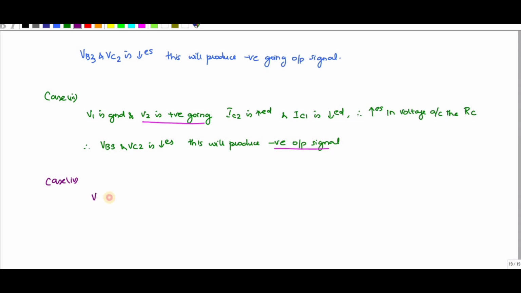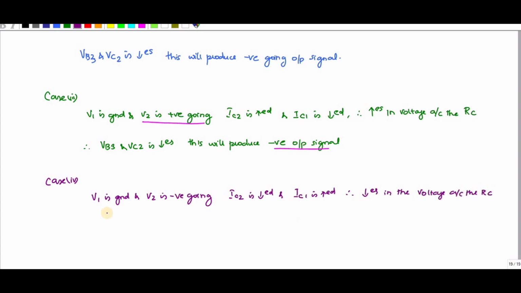Okay. Here V1 is grounded and V2 is a negative going pulse. This will reduce the IC2 value and IC1 is increased. Okay. Because this has to be equalized. Therefore, there is a decrease in the voltage across the collector resistance. Therefore, VB3 and VC2 are increased.